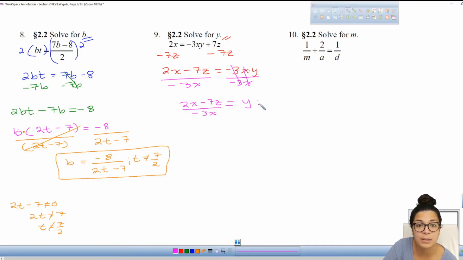Now, of course, there is a variable in the denominator, so I do need to include that x value. Negative 3x cannot equal 0, so the x value cannot equal 0.